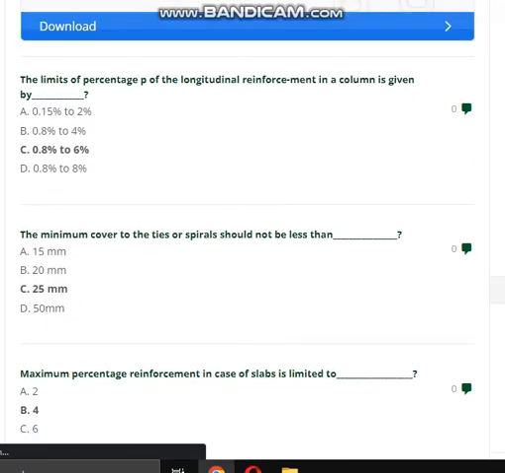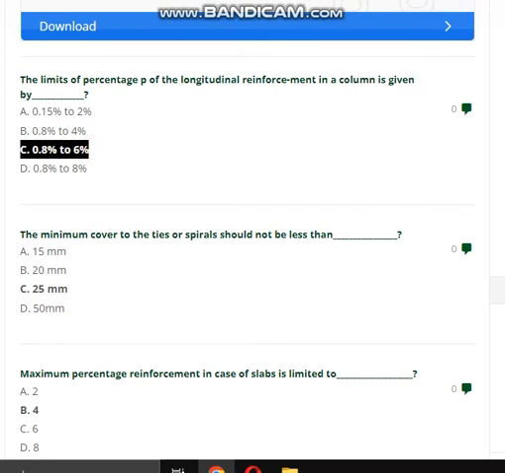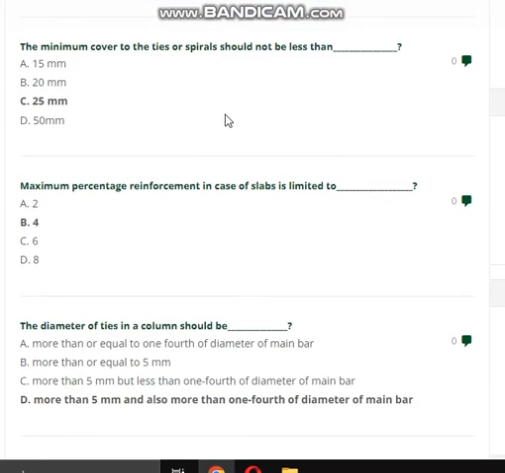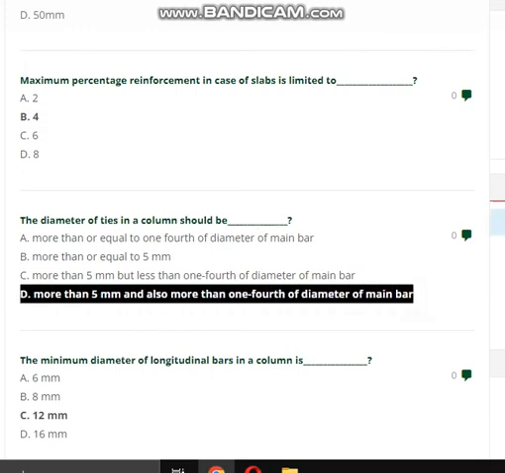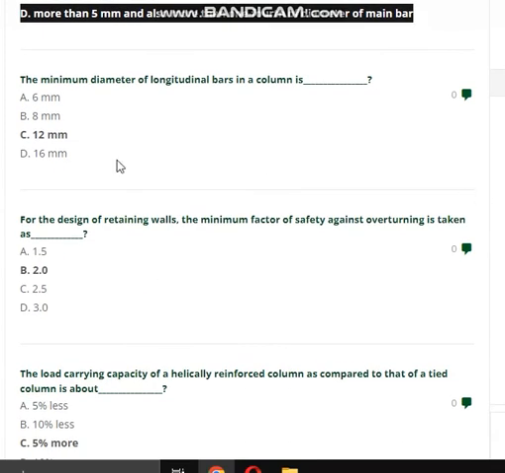The limit of percentage p of the longitudinal reinforcement in a column is given by 0.8% to 6%. The minimum cover to the ties or spiral should not be less than 25 mm. Maximum percentage reinforcement in case of slab is limited to 4. The diameter of ties in a column should be more than 5 mm and also more than 1 over 4 diameter of main bar. The minimum diameter of longitudinal bar in a column is 12 mm.